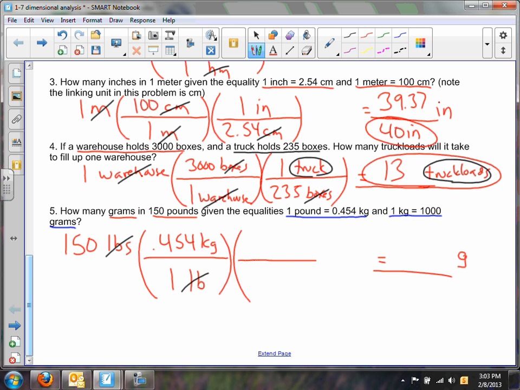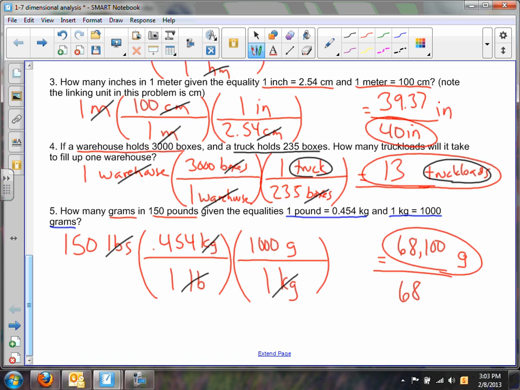Now I can change kilograms to grams because I know 1 kilogram is the same thing as 1,000 grams. Kilograms are gone. Take my 150 times 0.454 times 1,000, and we get 68,100 grams. If there's only 2 significant digits, you'd really want to write it as 68,000 grams.